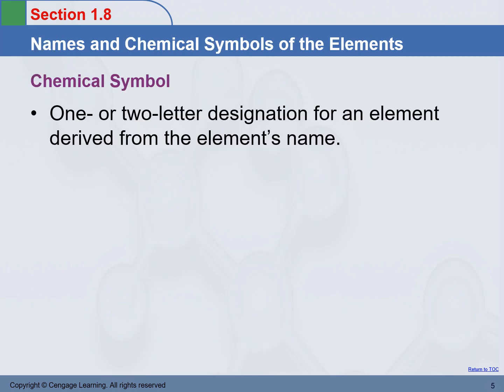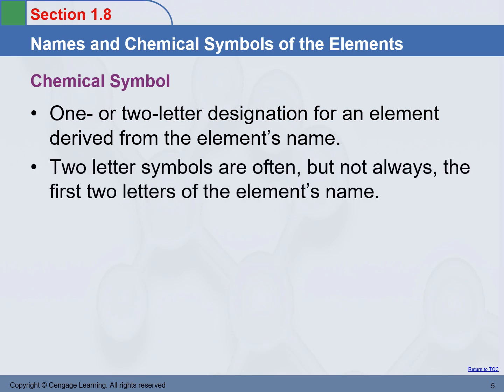Now let's talk about the chemical symbols. Chemical symbols are also called elemental symbols. They are symbols that are used by chemists to represent different elements. They are either one or two-letter designations derived from the element's name. Many two-letter symbols are the first two letters of the name of the element. However, that is not always true.